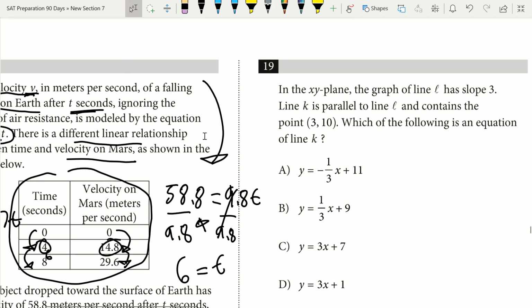Now we got question 19. In the xy-plane, the graph of line L has slope 3. Line K is parallel to line L and contains point (3, 10). Which of the following is an equation of line K? All right, well, you see I already got it. So how did I get it that fast? Well, I'm going to show you.